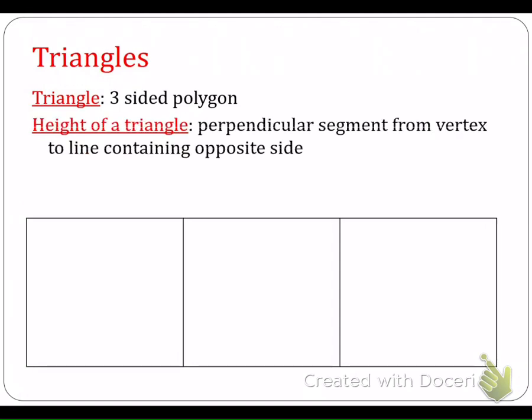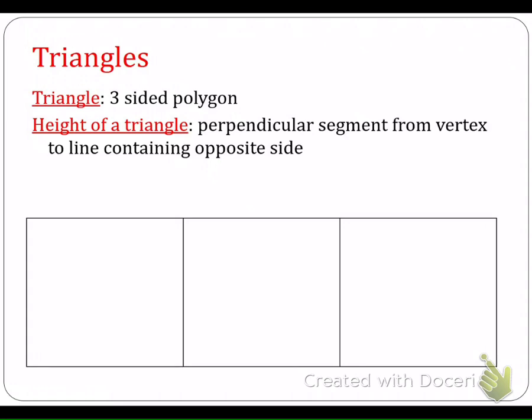So a three-sided polygon. The height of a triangle is very similar to the idea of the height of a parallelogram. Remember, it wasn't always a side length. It created a right angle with the base. Same idea here. It's the perpendicular segment from the vertex to a line containing the opposite side. So you'll see in the pictures what it's going to look like.